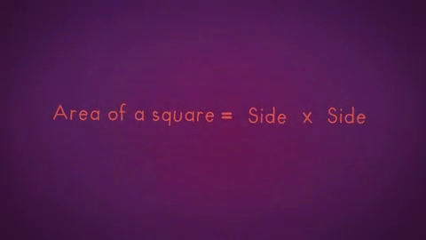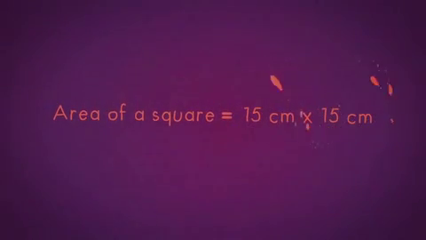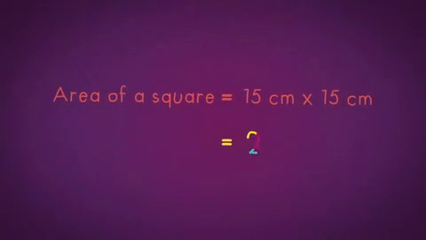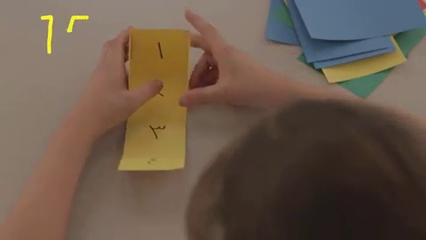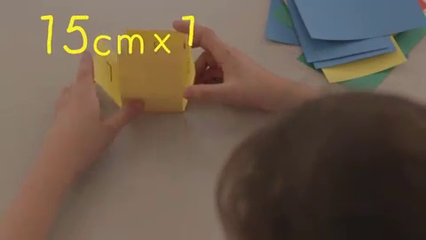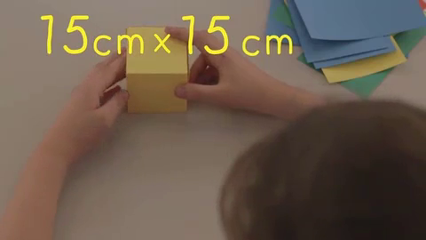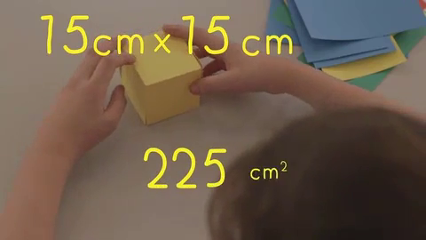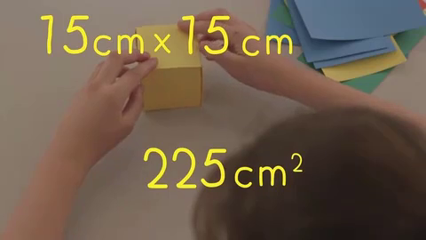In this example, 15 multiplied by 15, or 15 squared. This equals 225 centimeters squared. That means each face of this cube is 225 centimeters squared. Now that we know the area of one of the squares, or faces, we can calculate the total surface area of the cube by multiplying this number by 6.